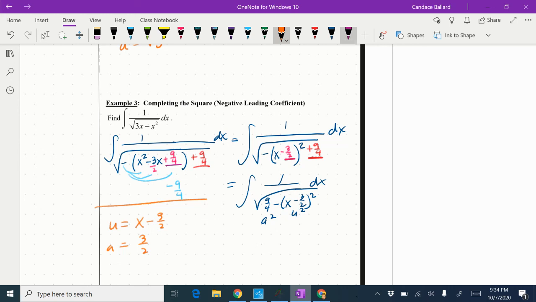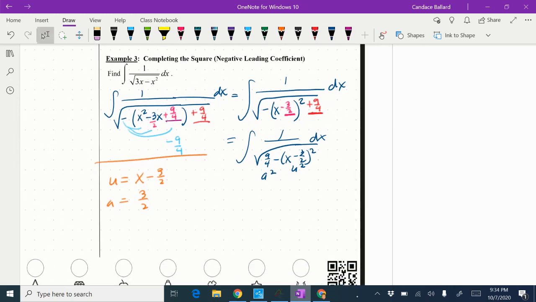All right, so we're going to do a very straightforward arcsine. In arcsine, there's nothing fancy out front. It's just simply arcsine. And then the u is the x minus 3/2 over the a, which is 3/2, plus c. You can leave it like that.